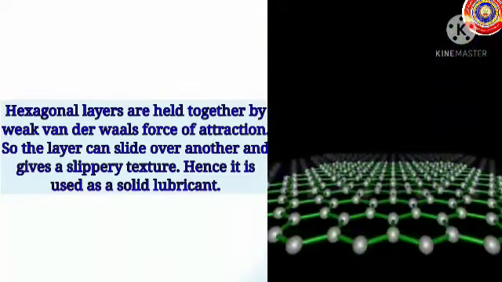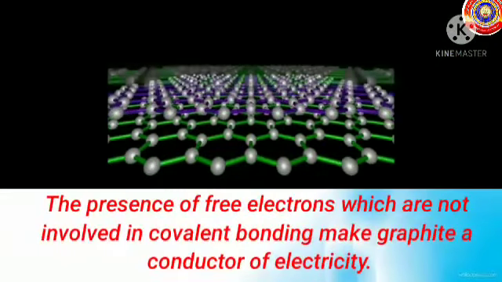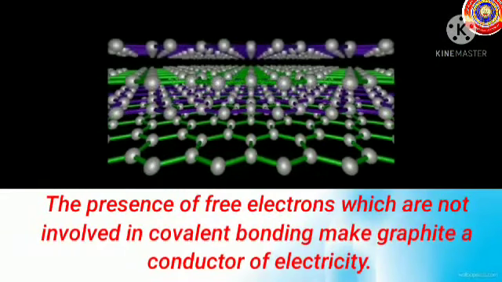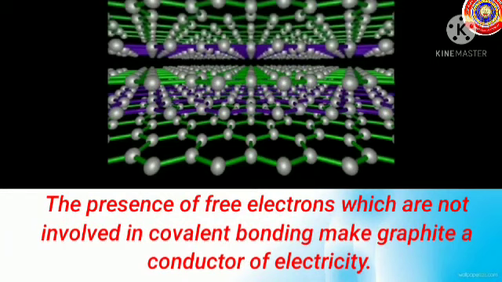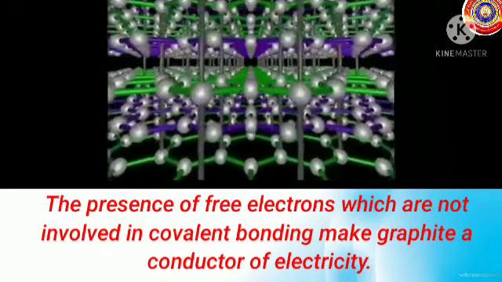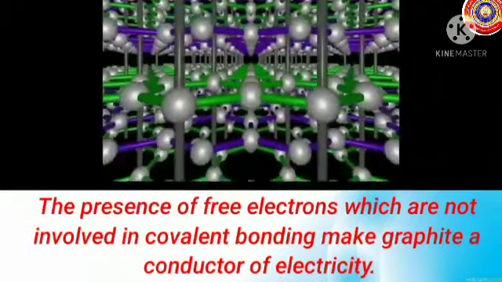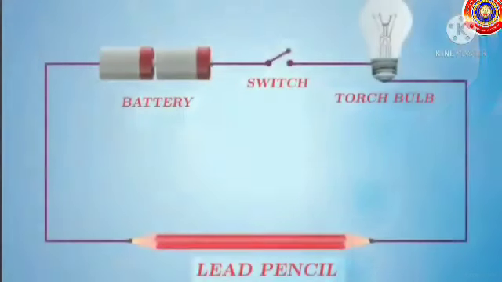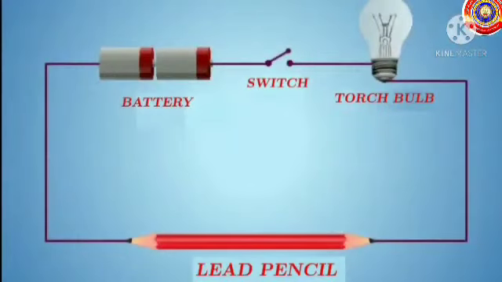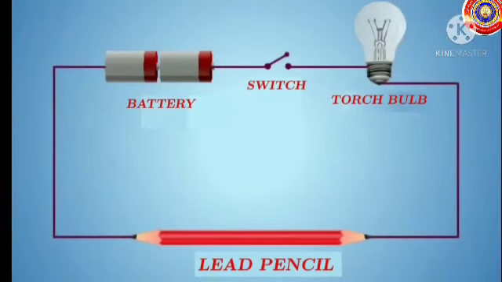Did you understand? And the presence of free electrons which are not involved in covalent bonding make graphite a conductor of electricity. So remember, in diamond, there is no free electron, but in graphite, the presence of free electrons makes graphite a good conductor of electricity. See this experiment. Here the 2 ends of the pencil lead are connected to the battery, switch and torch bulb. You can see that the bulb is glowing when the switch is turned on. This shows graphite conducts electricity.